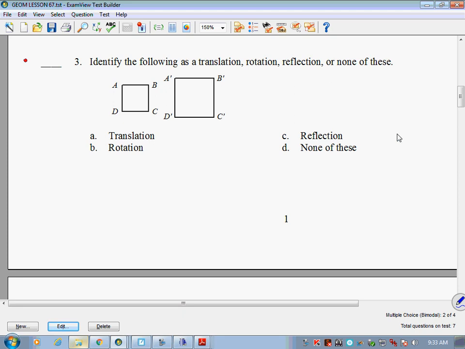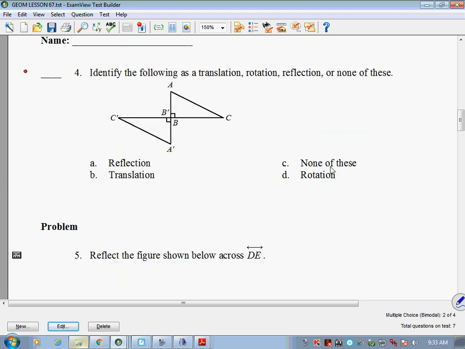Now, what is this? Is that a translation? Mick, what do you think? Why do you think it's none of those? Exactly. Perfect. Because in a translation, a reflection, or rotation, they're all isometric, right? They're rigid. They're congruent transformations. Are these two shapes congruent? No. This is going to get into something that we'll look at later. This is a dilation. A dilation will change the scale. Okay, it'll be similar but not equal. So your answer on 3 is D.